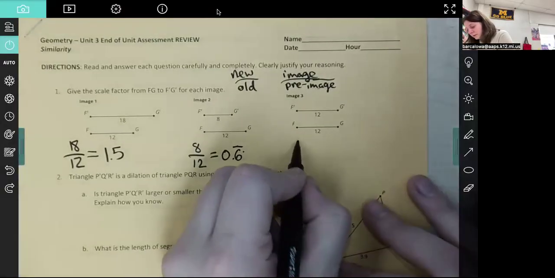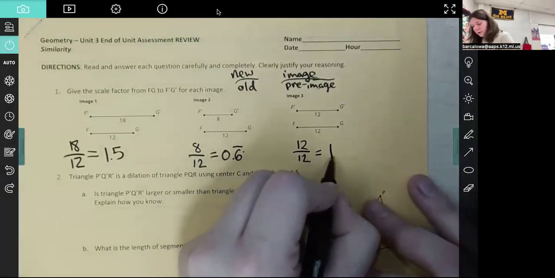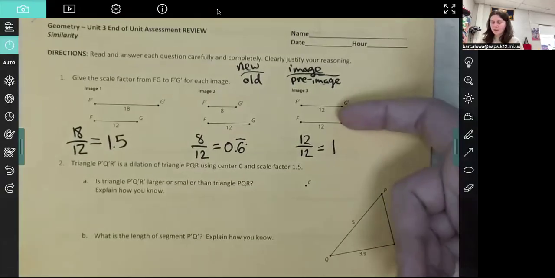Okay, this one, 12 divided by 12, hey, that's just 1, right? If I have a scale factor of 1, that means nothing changed.